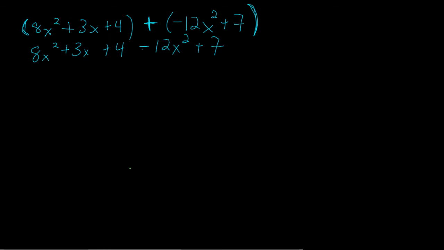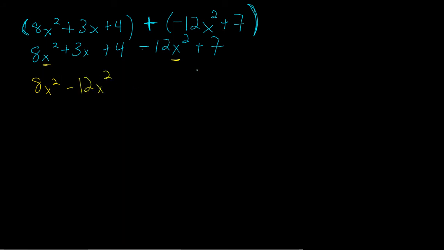And now I'm going to do the game of collecting like terms. So I'm going to look for anything that has the same name. So I think I'll put a triangle. I'll use colors. Let's see. All the x squares are yellow. So I have 8x squared minus 12x squared.